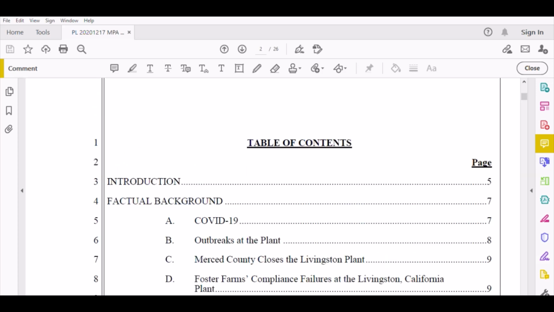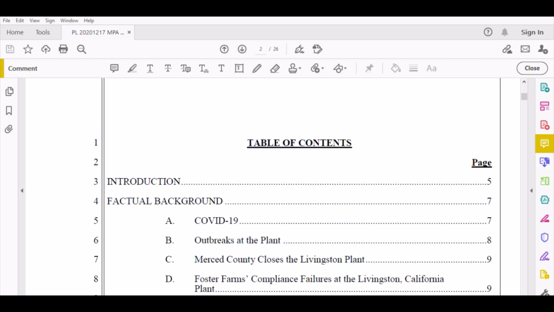We're on page 2 of the document in the table of contents. First thing is introduction, which would be who is doing the suing, why they're suing, and why they want this restraining order. Then we get into the factual background, which would start on page 7. First, they're going to talk about COVID-19 in general. That's on page 7. Outbreaks at the plant, page 8.